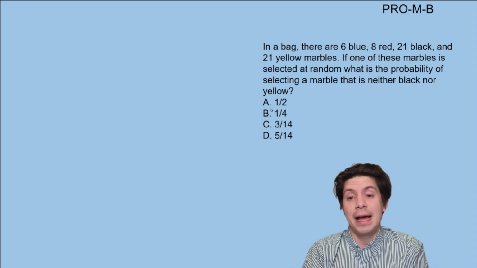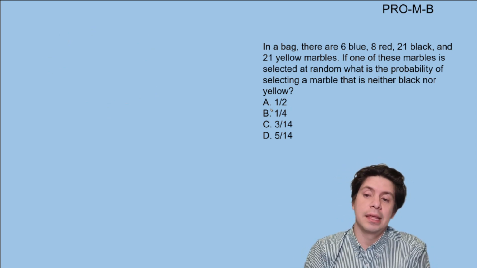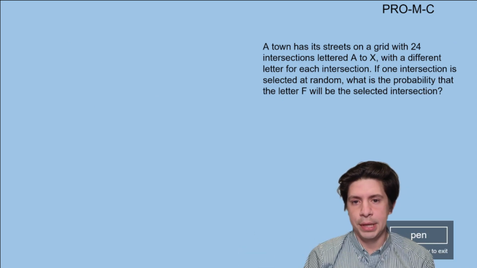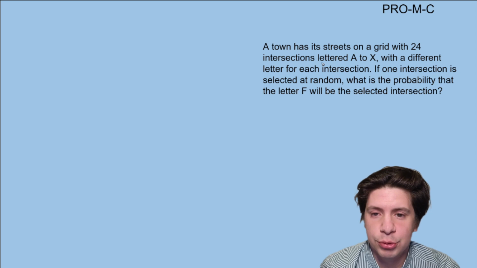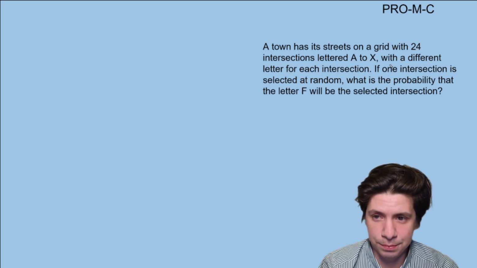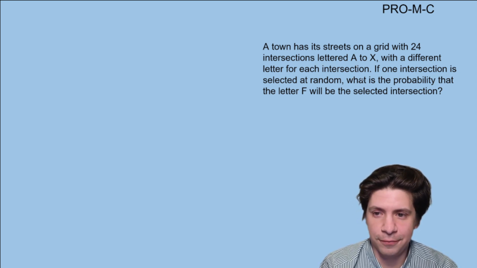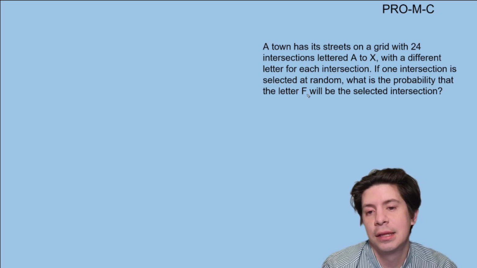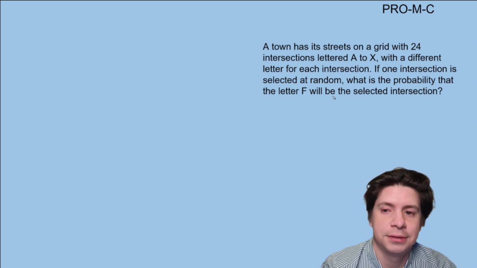And whenever they have the neither, right, it's just about subtracting the things that they mentioned as being the neither part from the total. And here we have a town has its streets on a grid with 24 intersections lettered A to X with a different letter for each intersection. If one intersection is selected at random, what is the probability that the letter F will be the selected intersection?